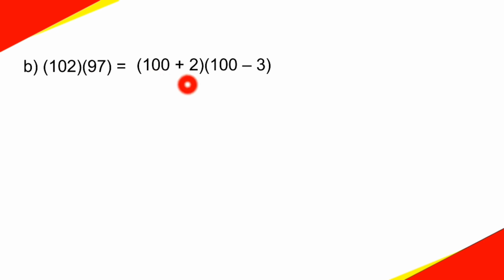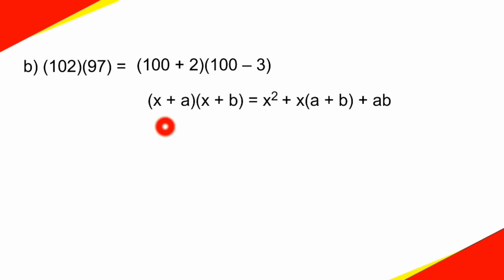Option B, that is 102 into 97 is equal to 100 plus 2. 97 can be written as 100 minus 3. Now you can see this is in the formula. What is that formula? Right. x plus a into x plus b is equal to x square plus x into a plus b plus ab. Compare it. x is equal to 100, a is equal to 2 and b is equal to 3.